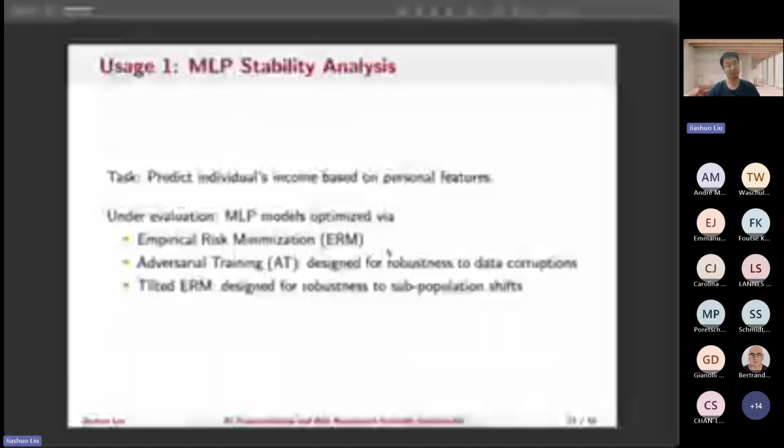Then we would like to introduce three use cases for our model stability measure. The first one is to analyze the stability of different MLP models. Here the task is to predict individuals' income based on some personal features. We compare three MLP models, which are optimized via different methods. The first is the original empirical risk minimization. The second is adversarial training, which is designed for robustness to data corruptions. The third is tilted ERM, which is designed for robustness to subpopulation shifts.